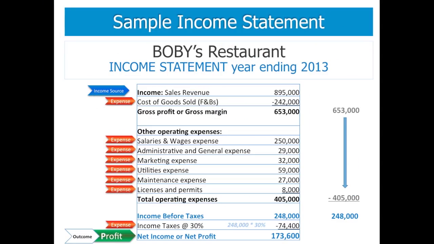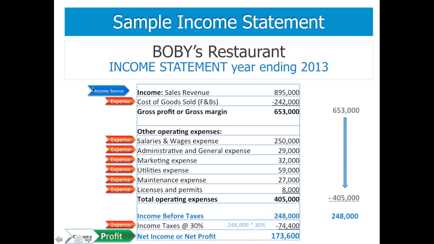Let's see now how the income statement works, along with the specific financial accounts that we may find within an income statement. Here we have a sample income statement. This is Bobby's Restaurant. As you can see here, the income statement represents the year ending 2013. Remember that if that's the case here, that means that income statement covers January 1 through December 31 of 2013 in this case.